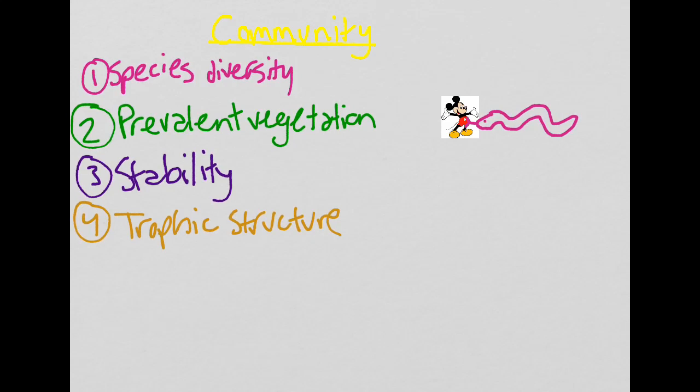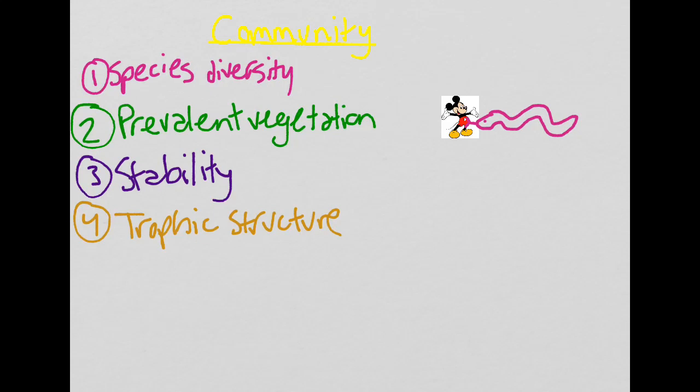The final defining characteristic of a community that I'm going to talk about is the trophic structure, which is basically the way of saying who eats who eats what, who's the consumer, who's the producer, and at what levels do they feed, and we'll talk about that in a second.